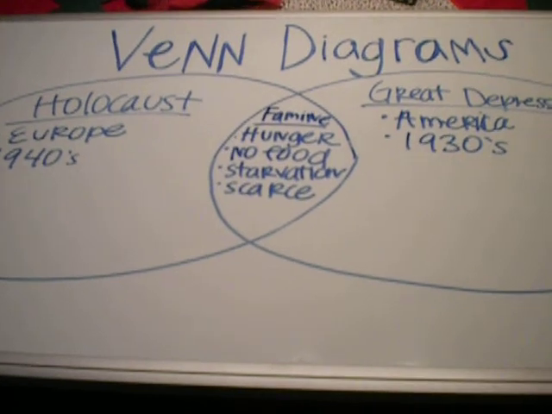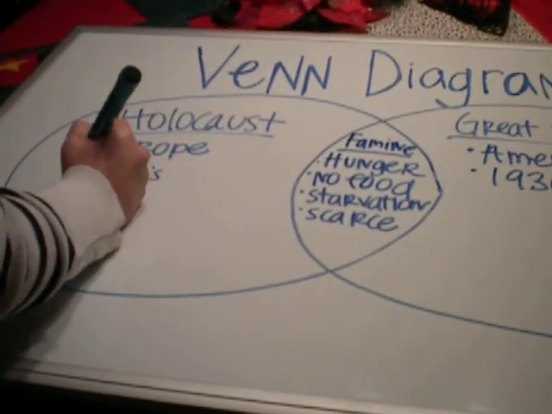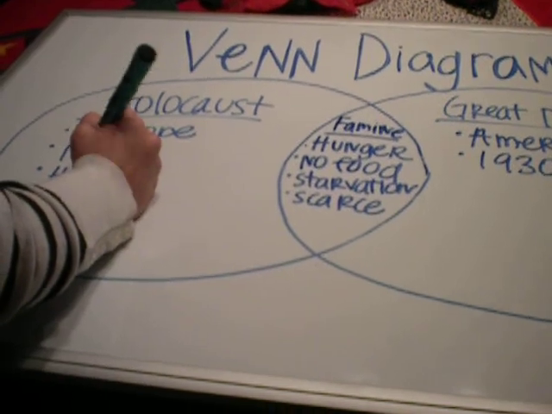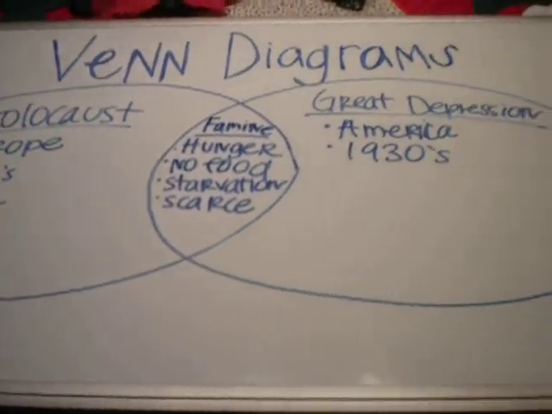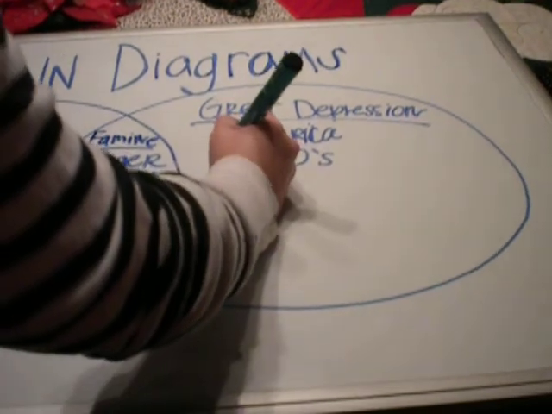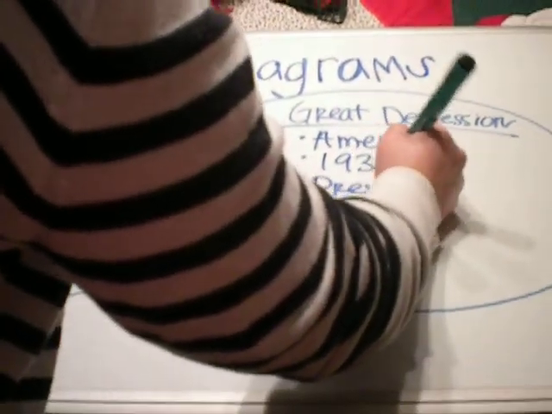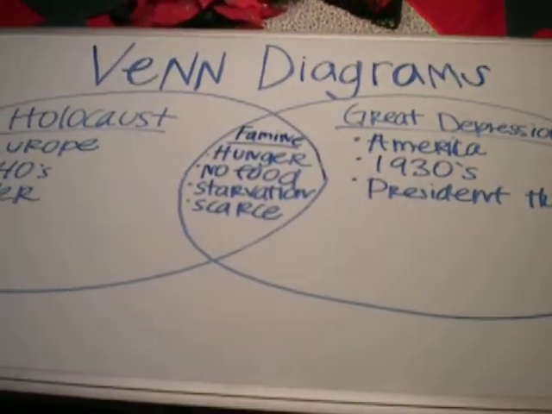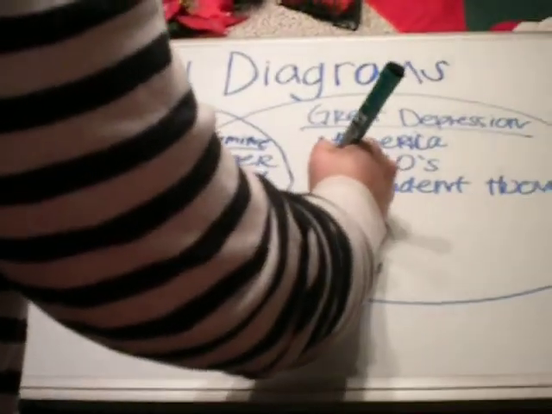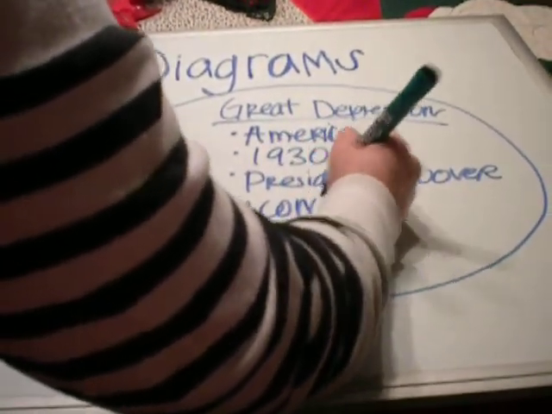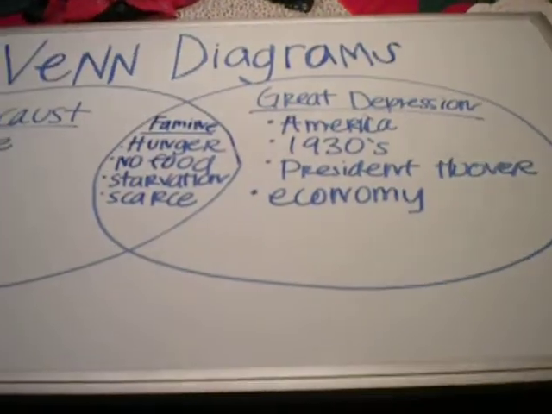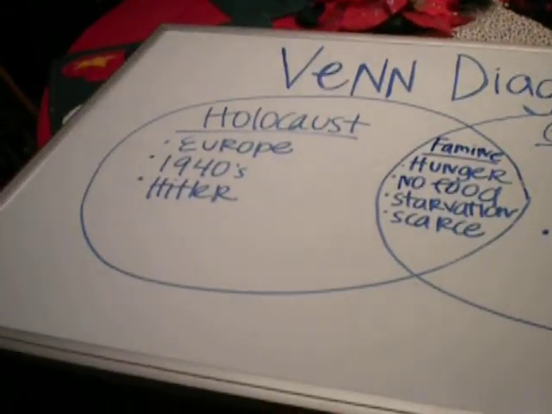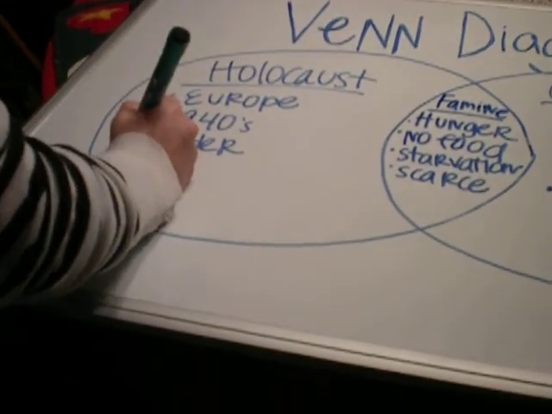Let's see, who was in charge of the Holocaust? That would be Hitler. Good job. And for the Great Depression, the president was President Hoover. Also, let's go and see what the difference was in the economy. What was the problem with the Great Depression? What was the problem with the Holocaust? Racism.